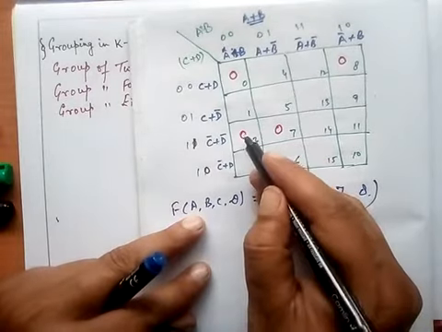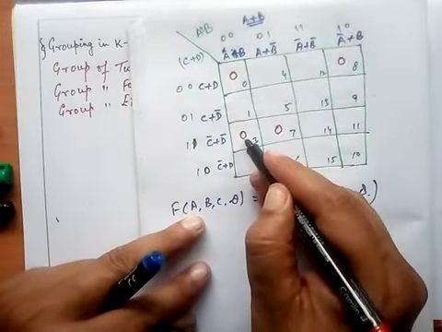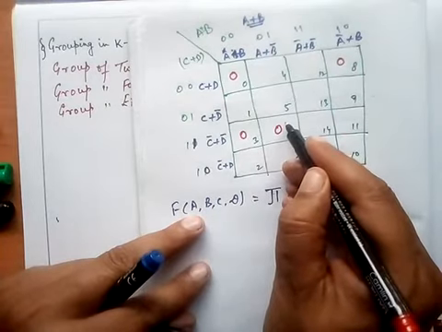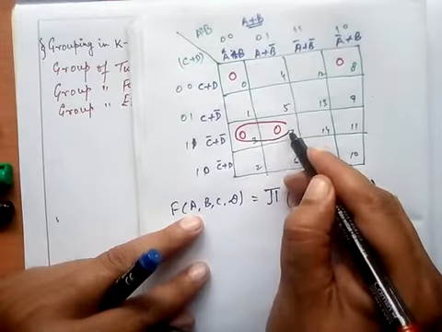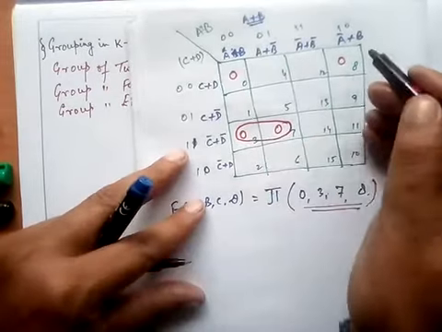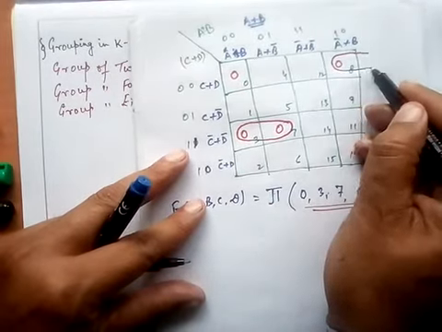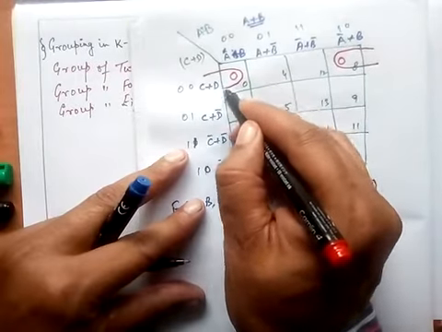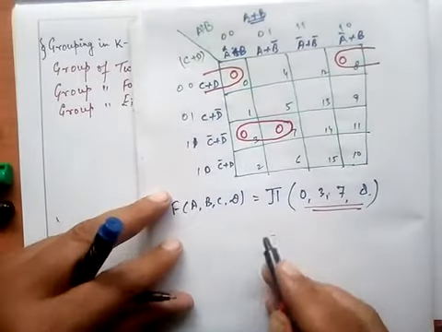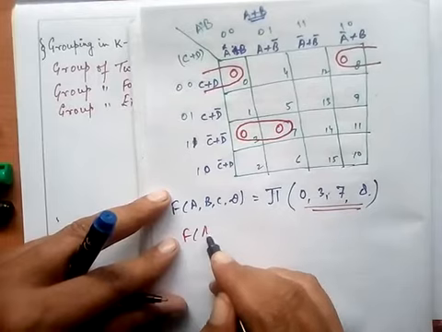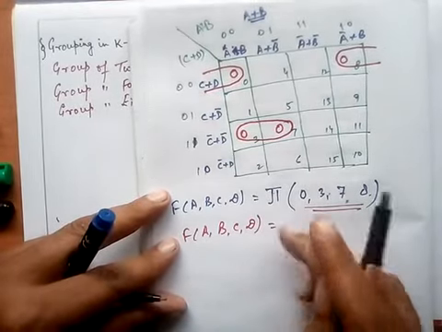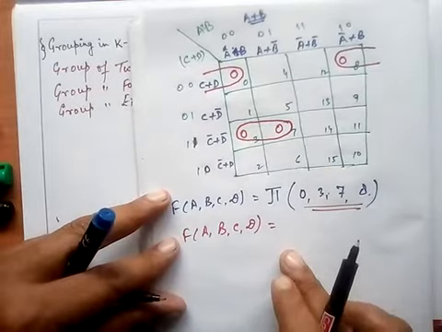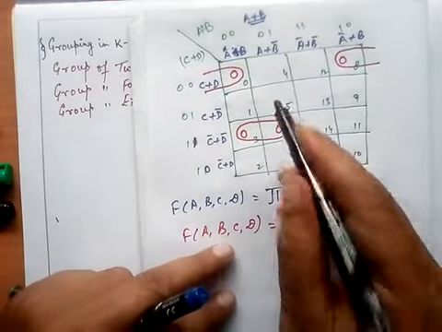Now how to frame the pairs. I cannot make a pair between this and this, but yes, I can make a pair here. This is a pair. The first pair is this, and the second pair is this. I fold it about this. So now my function f(A, B, C, D) goes from canonical POS form to simplified POS form. This is what I am doing here. What will be the result of this?